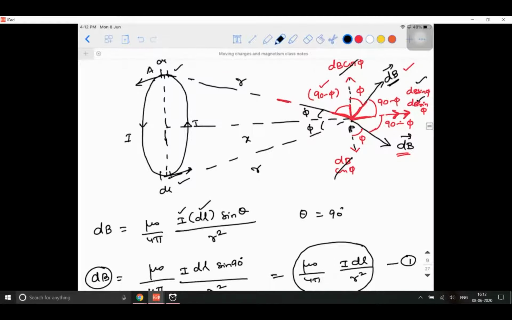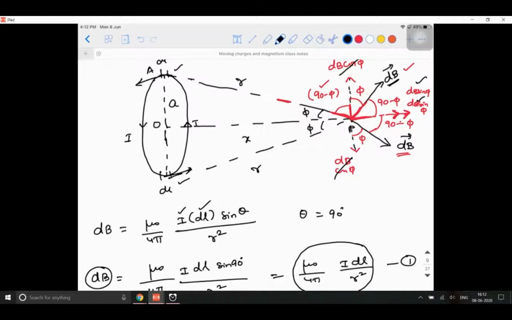So the right angle triangle I'm going to consider is the triangle AOP. One more point: the radius of the circle is going to be A. So there are three terms. Remember, R is the distance from the current carrying element to the point P, A is the radius of the circle, and X is the distance from the center to the point P along the axis. That is the axial distance.